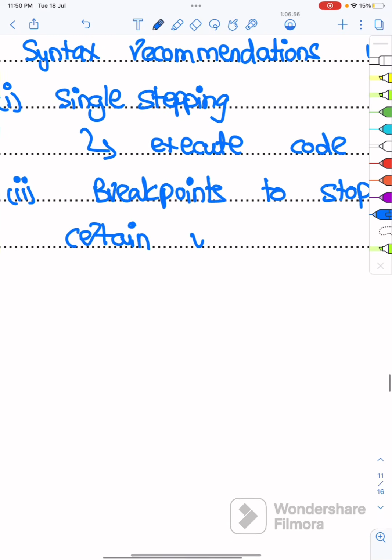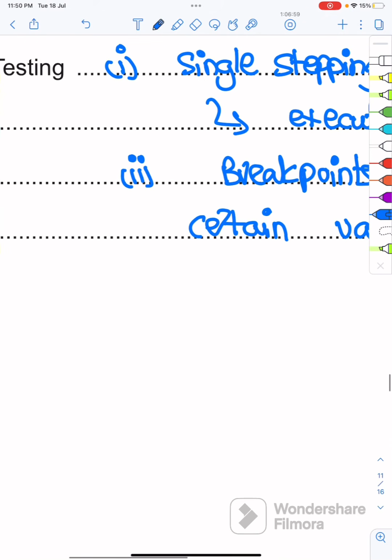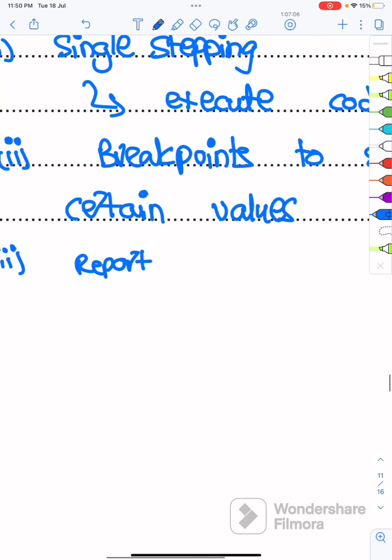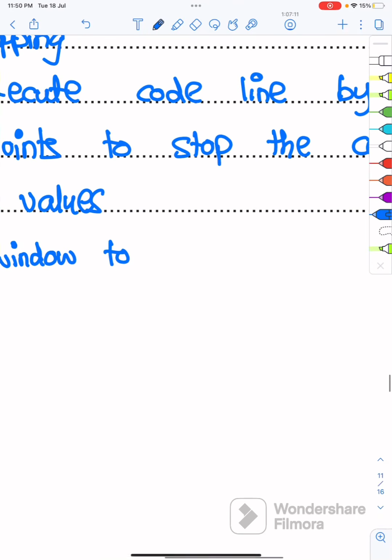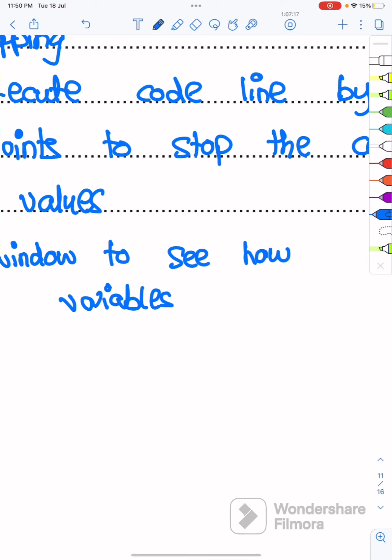Certain values, and you can also make use of a report window to see how variables change.